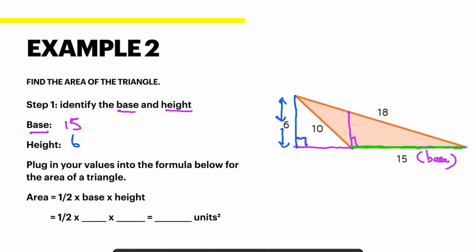So to find the area, it is half times my base, which is 15, times my height, which is 6. So it's half times 90, and that will give you 45 square units. I hope after this you are clearer on how to find the height and the base of a triangle and work out the area from there.